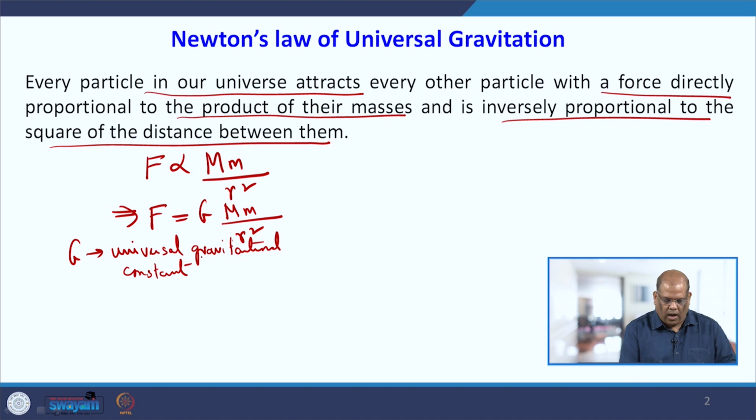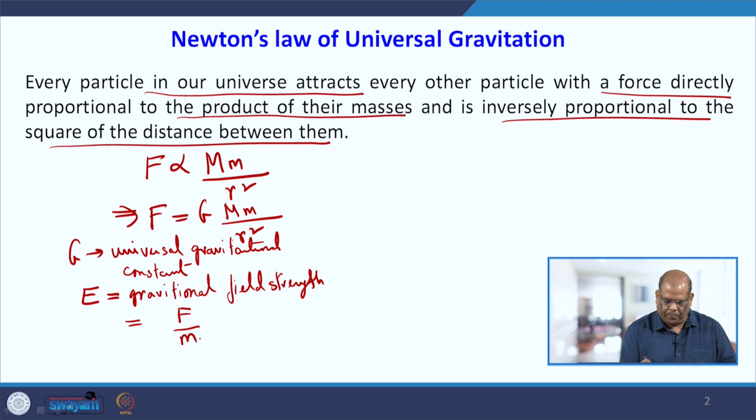We define another term which is called E. It is called gravitational field strength, which is defined by F divided by m. But this m is the mass of the smaller object.